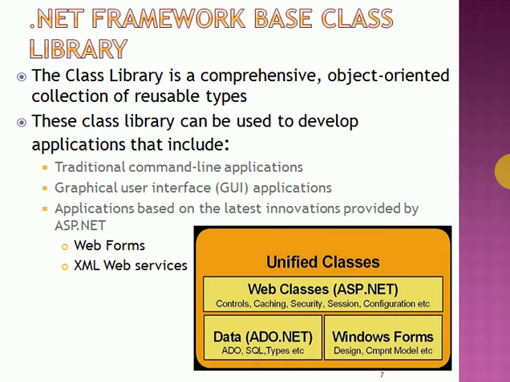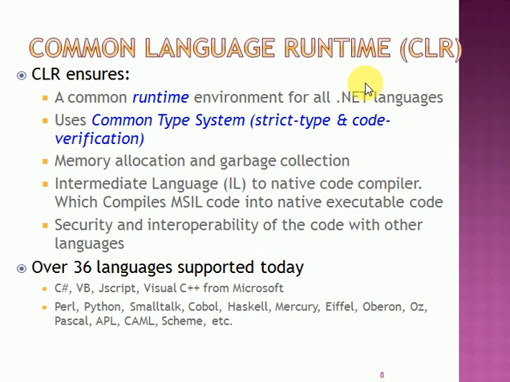.NET Framework Base Class Library. The class library is a comprehensive object-oriented collection of reusable types. These class libraries can be used to develop applications that include traditional command line applications, graphical user interface applications, and applications based on the latest innovation provided by ASP.NET, which includes web forms and XML web services. So next we are going to see common language runtime.